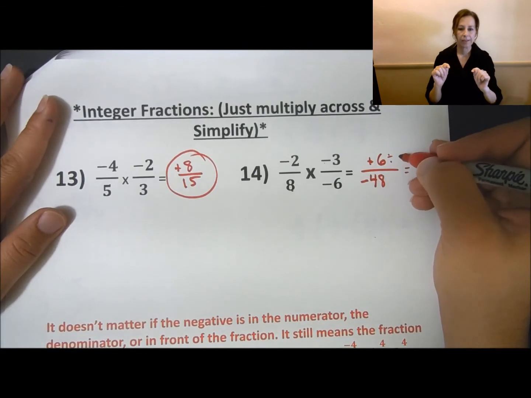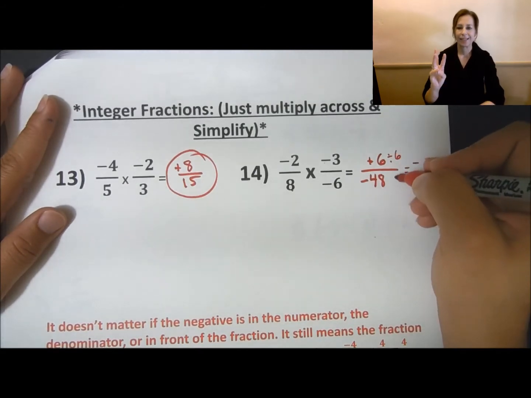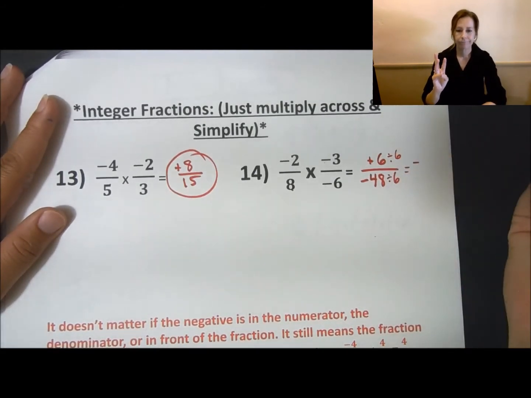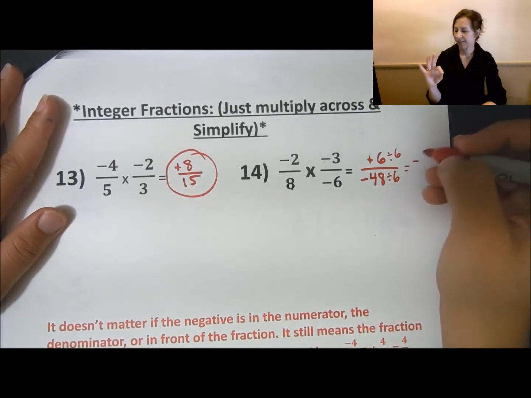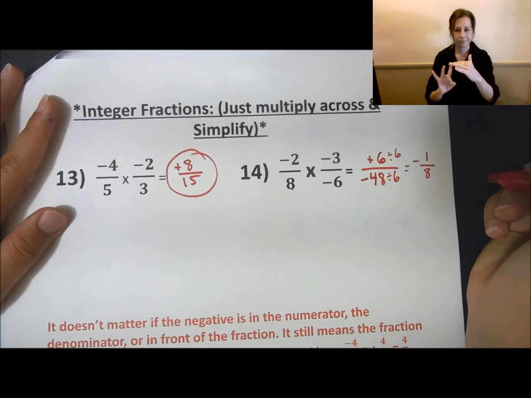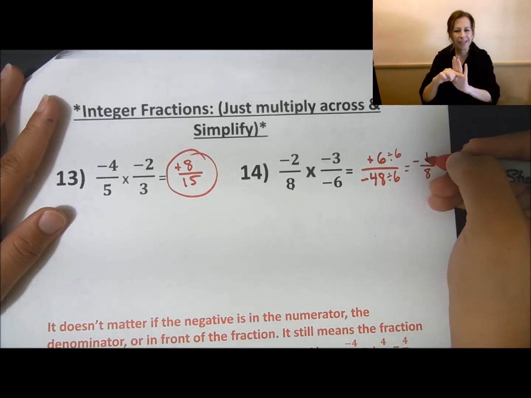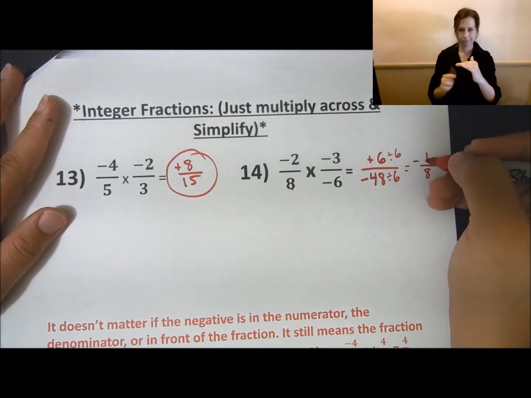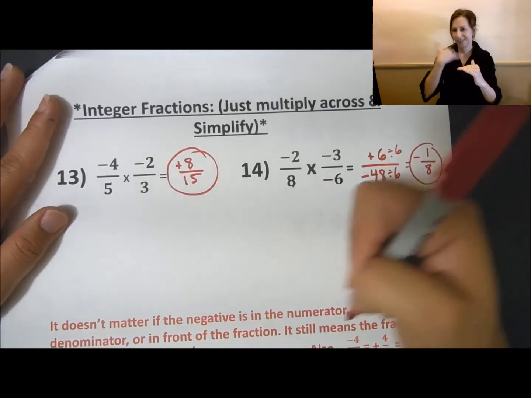Let's do it by 6, because 6 is the GCF, the greatest common factor. So it'll be 1 over 8, right? But where do I put this negative? Do I put it on top or on the bottom? Well, that's why I have this slide.